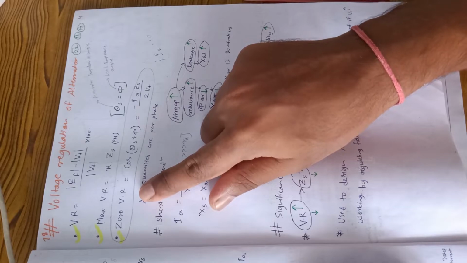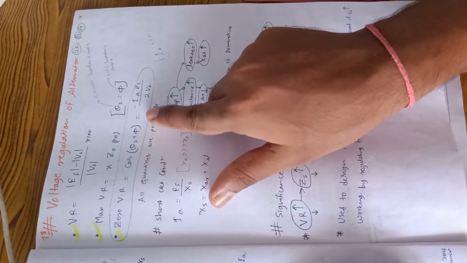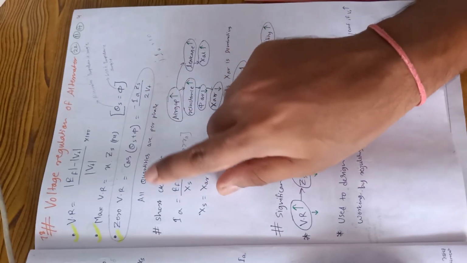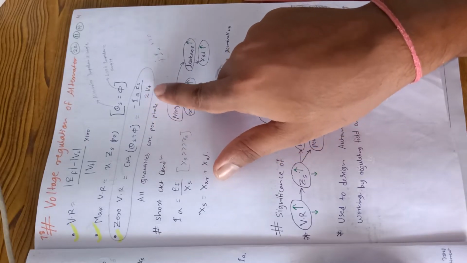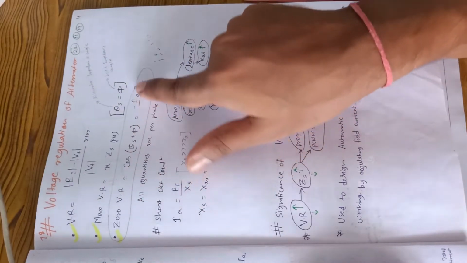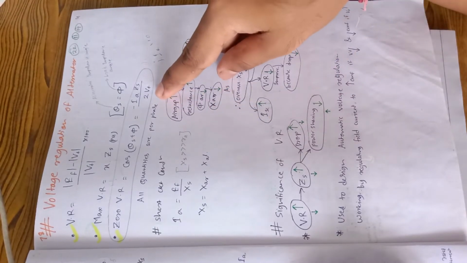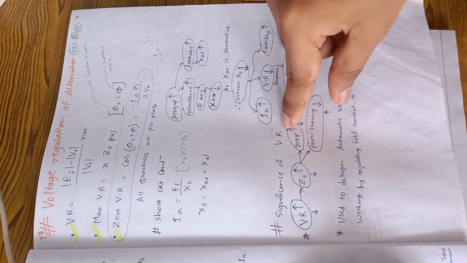For zero voltage regulation, cos(θs + θ) = −Ia·Zs / (2Vt). Okay, cos(θs + θ) = −Ia·Zs / (2Vt). This is very important to remember, so remember this one. And next we need to understand the significance of voltage regulation.